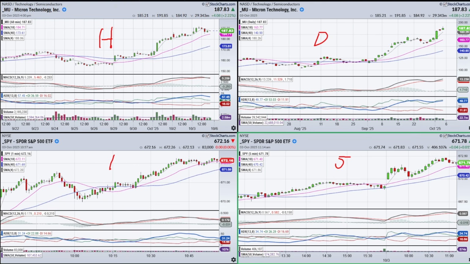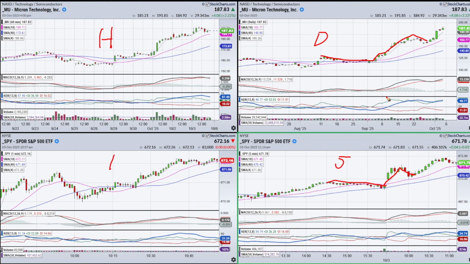Now, if you look at the way this played out, we've got this consolidation pattern in Micron, and then a real dynamic move to the upside, and then we get a pullback, right? And then we have this consolidation pattern on the 5-minute, and then we get a dynamic move to the upside, and we get a pullback. Pretty similar. I think those look pretty similar.